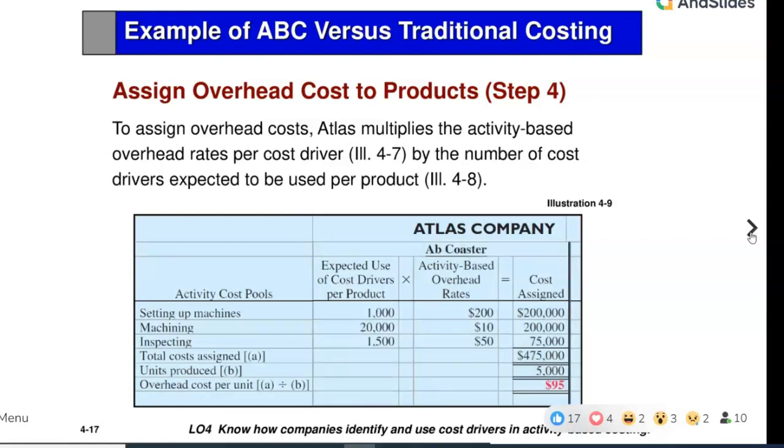All right, now I go to the coaster. I do exactly the same thing. The activity-based rates are the same, but the expected use of the cost driver, it being more complicated, would use more of the cost drivers. And 475 of the 900, would be related to the coaster. I produce 5,000 coasters. Therefore, the overhead cost per unit of coaster that I produce is 95.